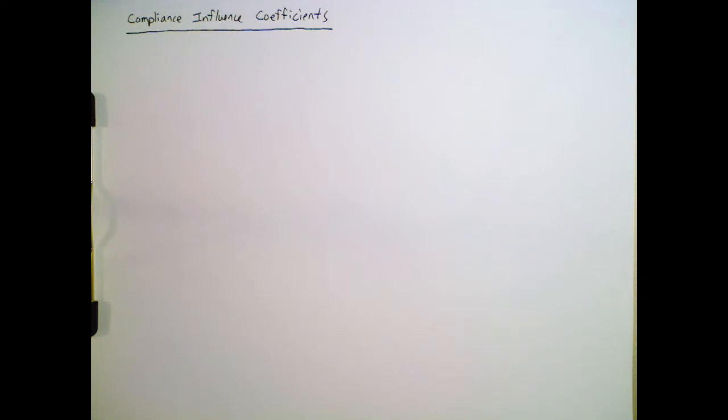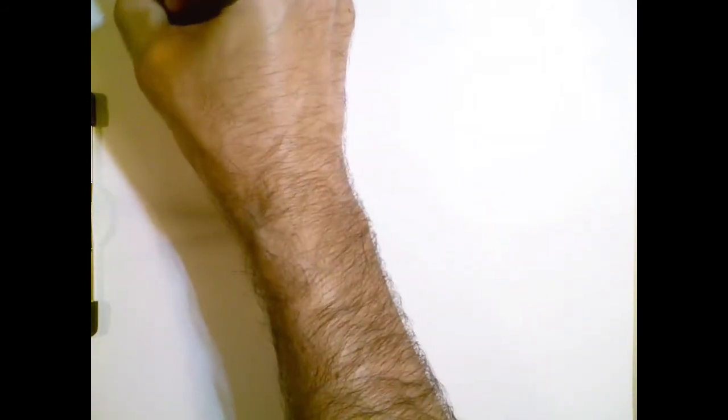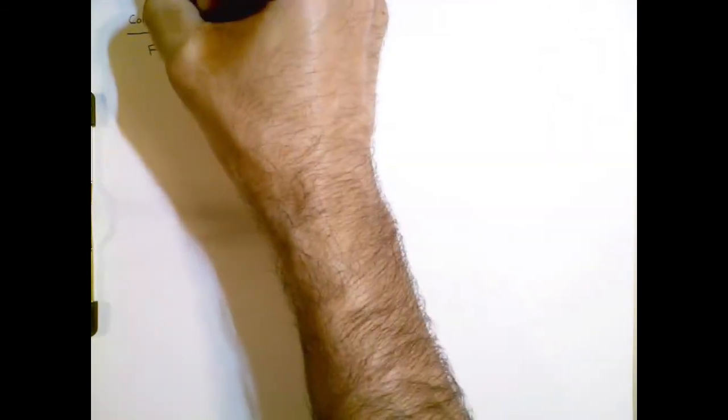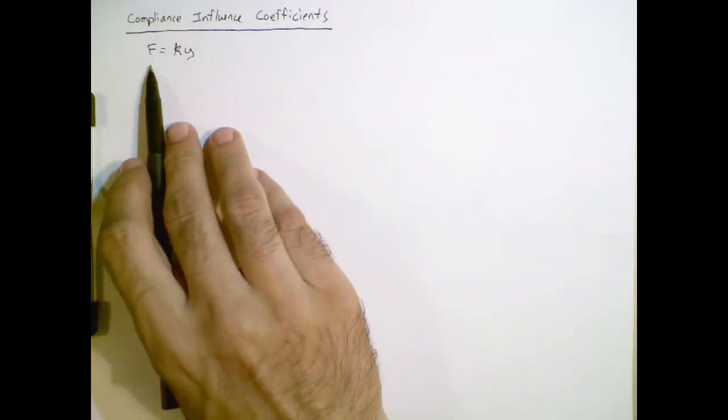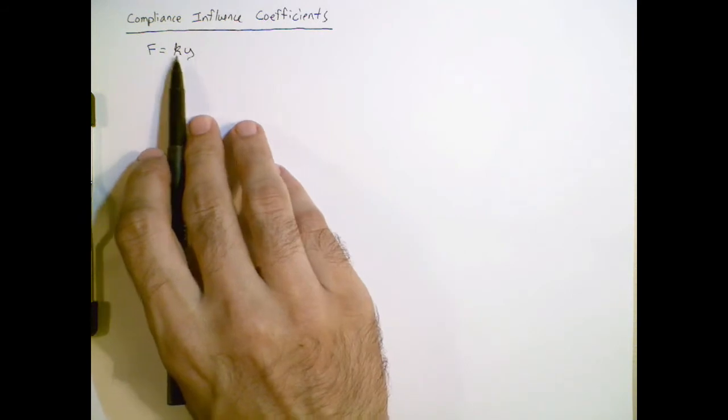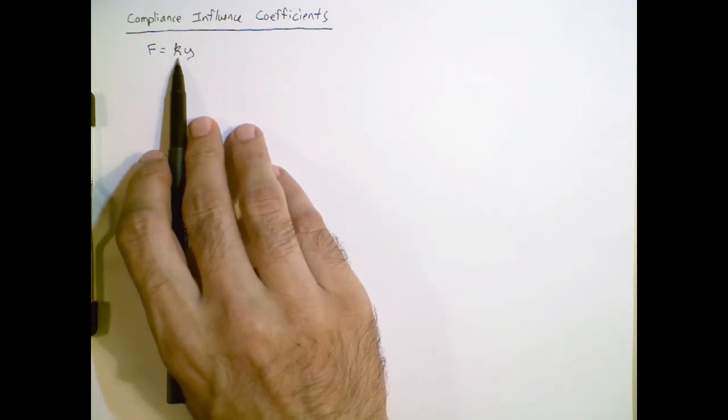So a compliance influence coefficient, you can think of it as the inverse of a stiffness influence coefficient. A simple version of a stiffness influence coefficient would be a linear spring model. So, for example, if we apply a force to a linear spring, that force is going to be proportional to deflection, quantified using this stiffness influence coefficient.